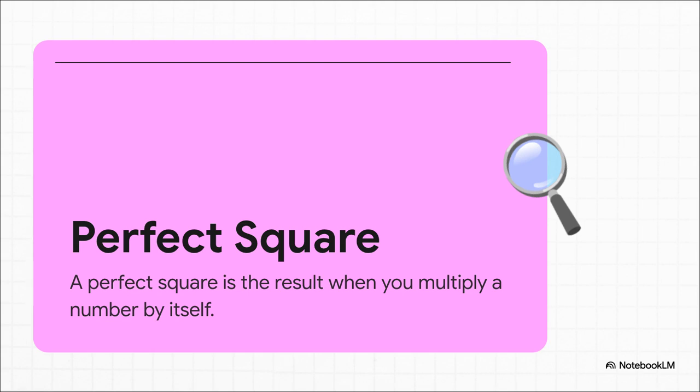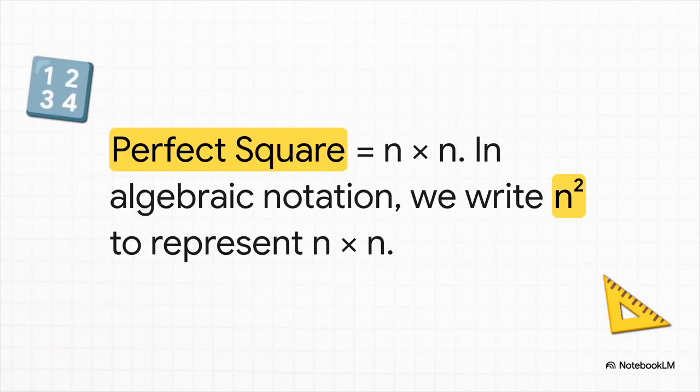You can kind of think of it as a number expanding to fill a 2-dimensional space, creating a perfect square shape. And in the language of math, it looks just like this: n times n, which we write as n with that little 2 up top, or n squared. It's clean, it's simple, and it's incredibly powerful.